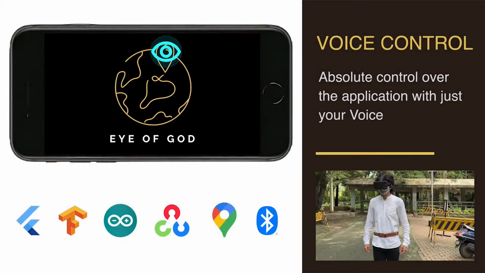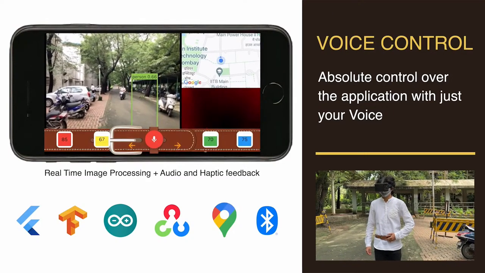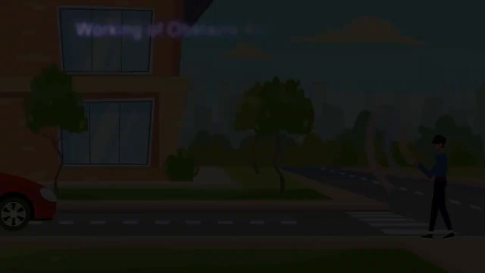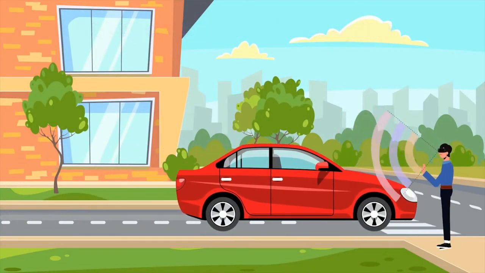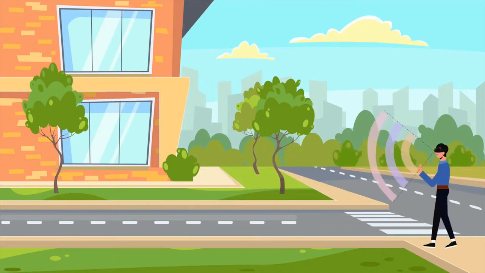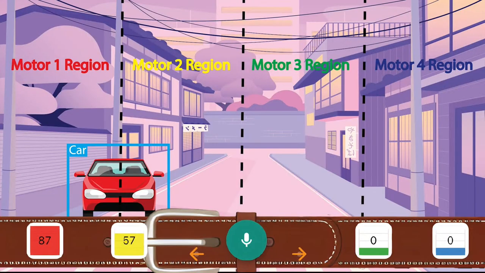Welcome to Eye of God. Please choose a navigation mode. Start outdoor navigation. Take me to Santa Cruz. As the car approaches, the system alerts the user via voice feedback along with vibrations on the side of the belt. The belt comprises four vibration motors, and the motor corresponding to the region where the obstacle lies vibrates according to the distance from the user given by the depth map.